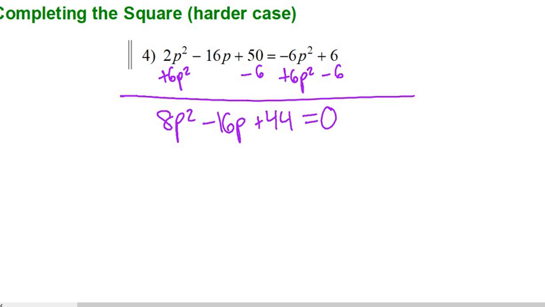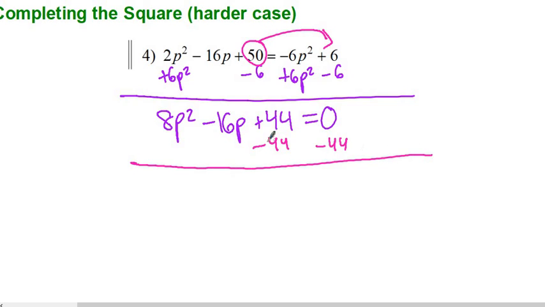Okay, this is not going to factor, so let's move the 44 over. And by the way, in theory you could have just moved it over right here, but I'm just showing you to make sure you're not going to be confused by that. So 8p squared minus 16p equals negative 44. Now here's the key thing. Remember, this number has to be 1, and because it's not 1, we need to make it 1.